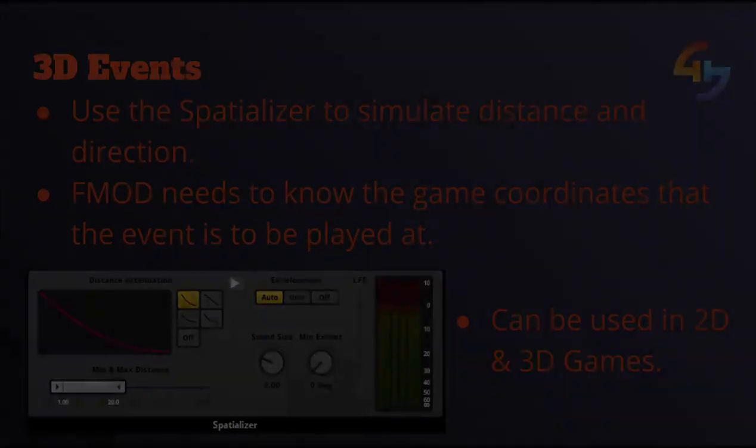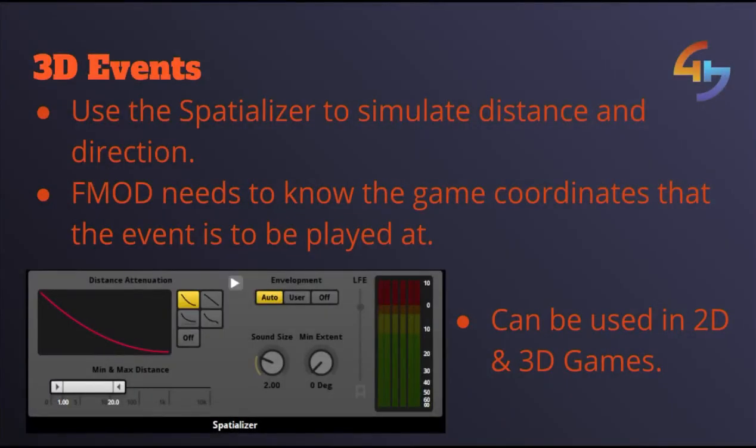So unlike 2D events, 3D events have an attached spatializer effect, which can simulate distance via volume automation between the sound and the listener in-game. It can also adjust the stereo panning position of the sound to simulate the direction of its location in the space of the game. In order for the spatializer to work within our game, however, we need to tell FMOD through our code where the source of our sound will be located in the game's space.